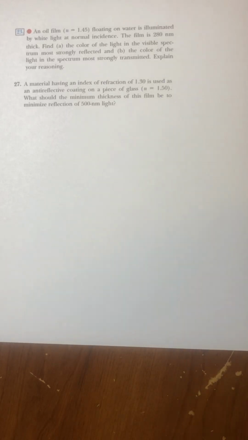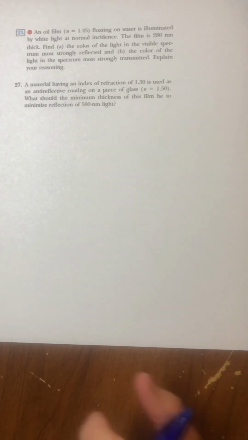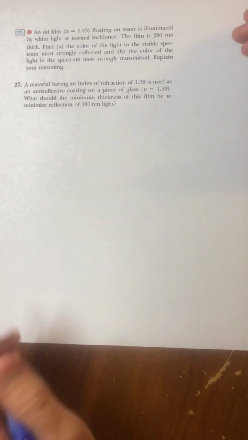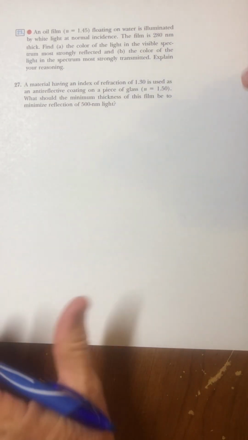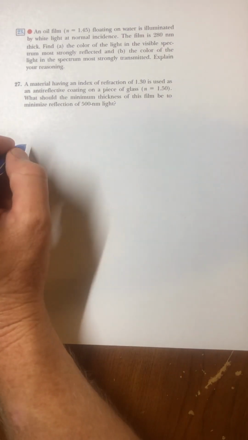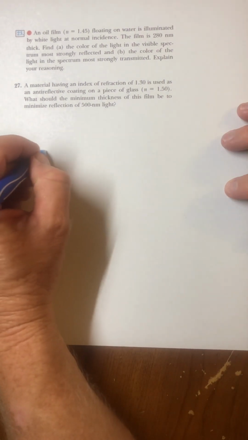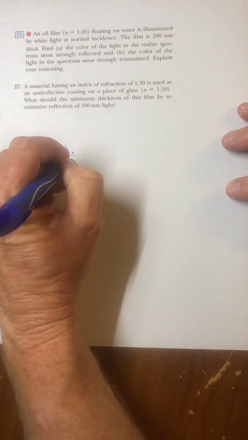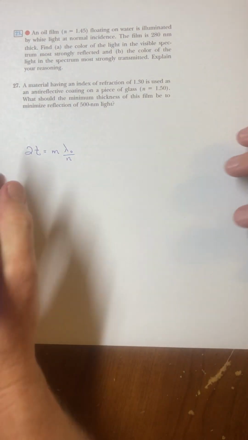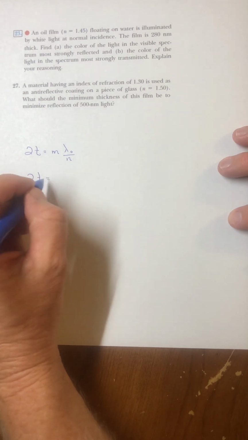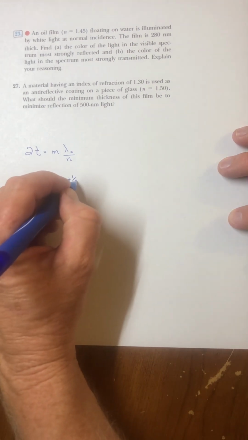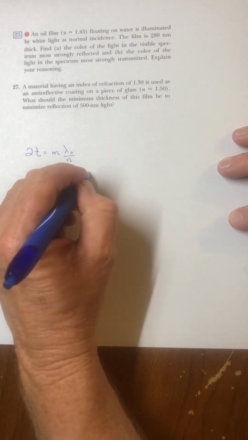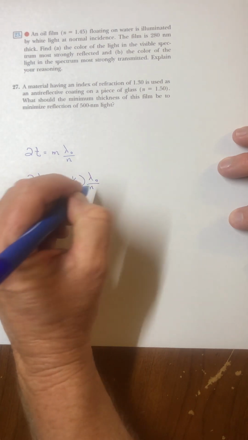Hey students, I thought I'd make a quick video here on when to use which equation during the thin film. In other words, we have one equation which says 2t equals m times the number of wavelengths in the film. And we have another equation that says m plus a half times the number of wavelengths in the film.